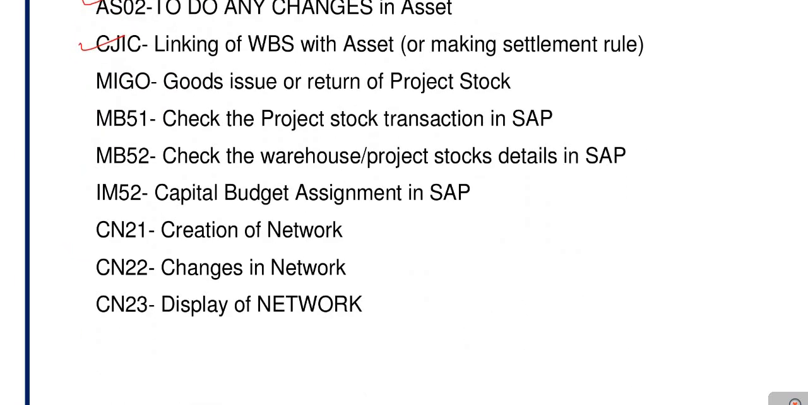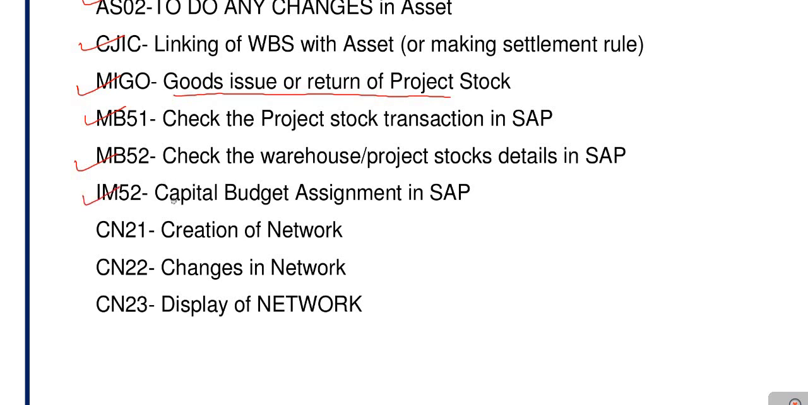Last one is MIGO. MIGO is a very important transaction code of ERP inventory management, in which we do goods issue or return of the project stock. MIGO is a very generalized transaction code. We do plenty of activities related to inventory management or material management. Okay, MB51 checks the project stock transactions in SAP. MB52 checks the warehouse-wise project stock details in SAP.